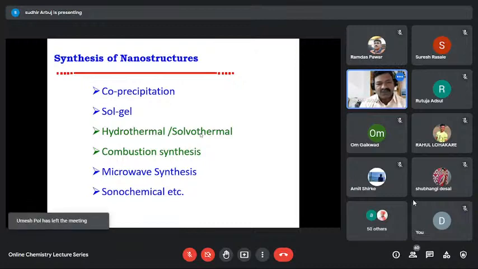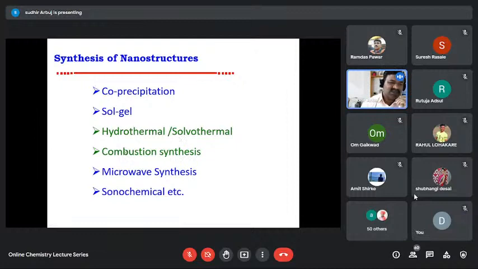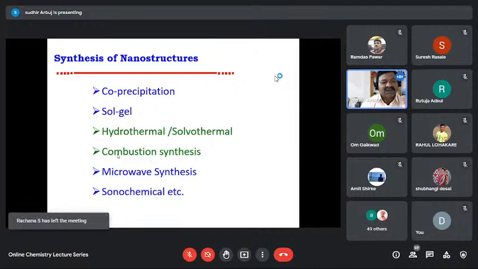This is a closed system where water is used as a solvent. Other than water, if you use another solvent, then it is called a solvothermal method. But the drawback of this method is that you cannot scale it up beyond a few grams. So combustion synthesis: if you want a highly crystalline material with high surface area, this combustion synthesis can be used.